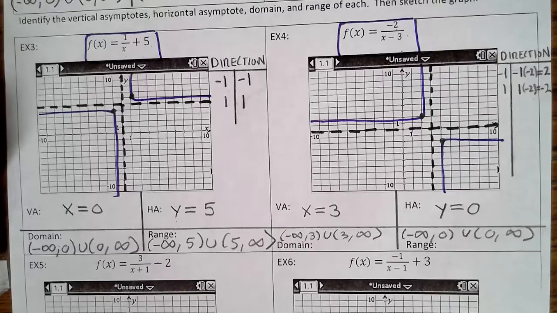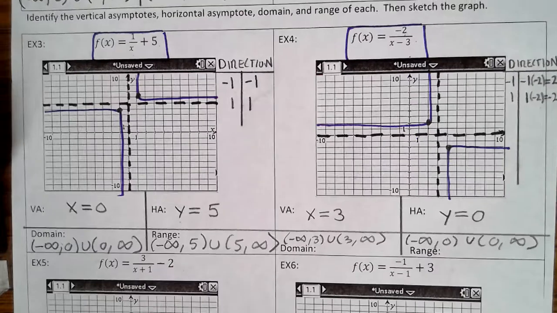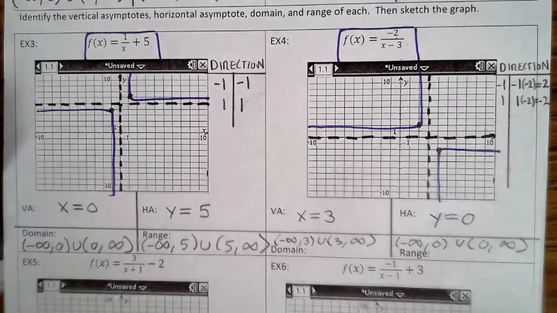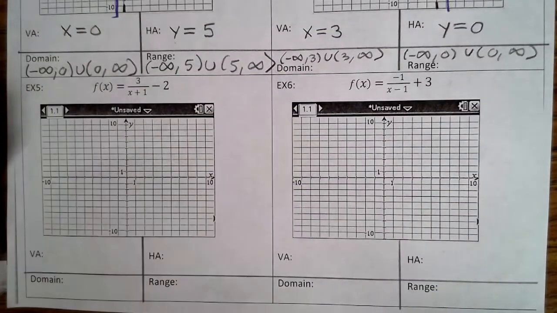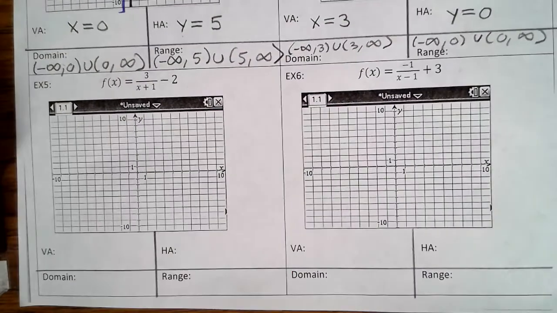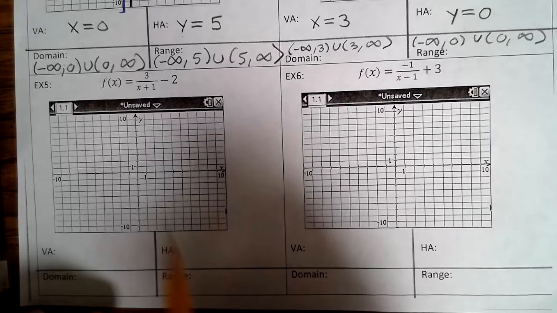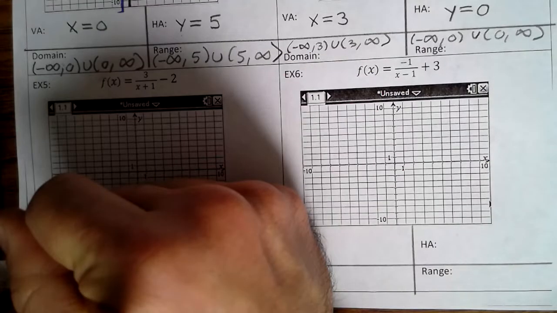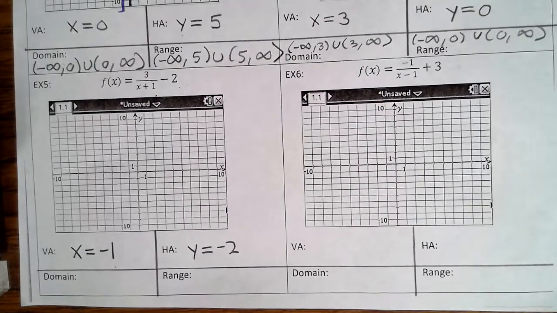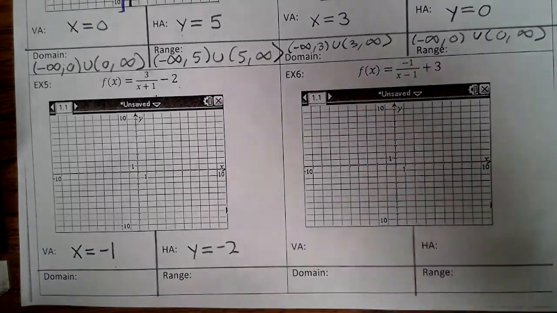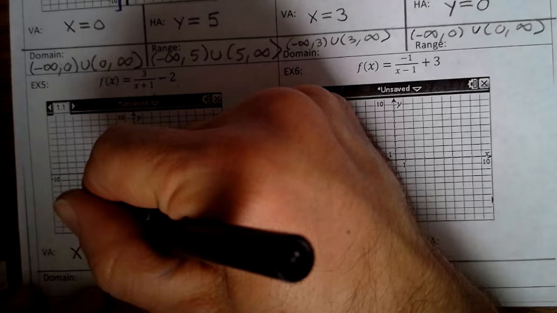All right, let's take a look at example 5 and 6. All right, so first things first, you want to find the asymptotes. Well, -1 makes the denominator 0, so that's your vertical asymptote, and it went down -2, so y equals -2 is the horizontal asymptote. All right, so let's graph those asymptotes. So -1 and -2.